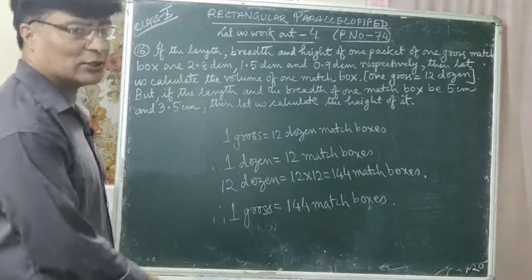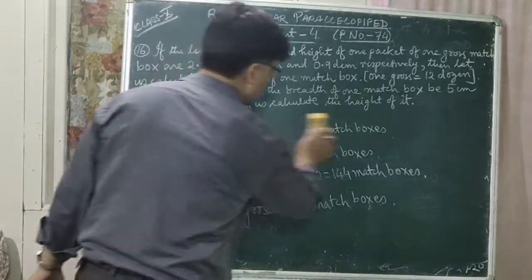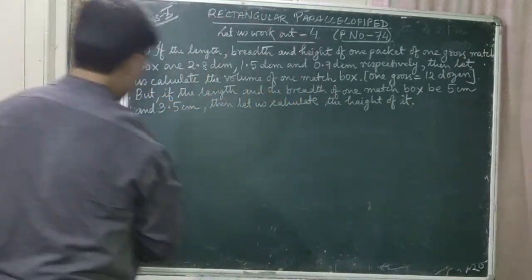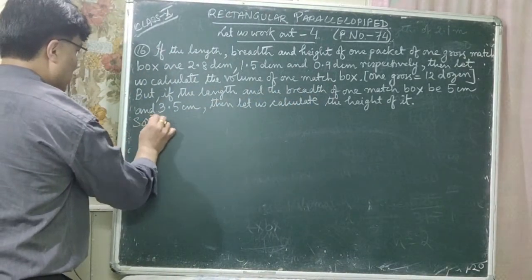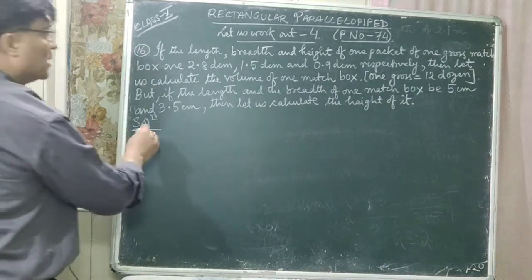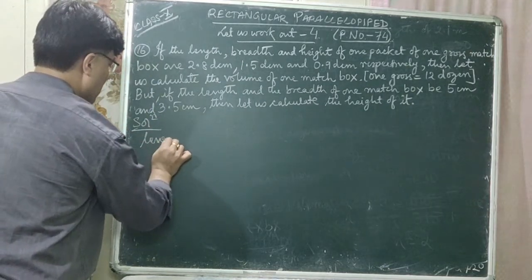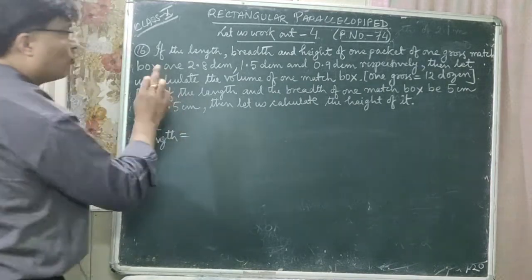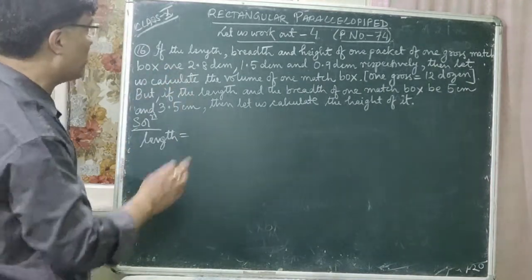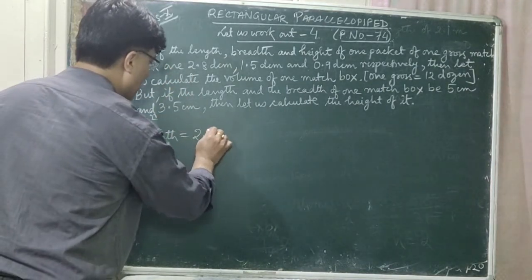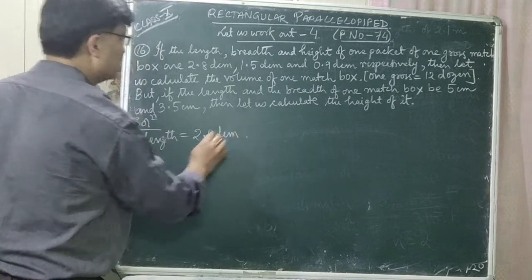Now let us do the solution. Okay, so now let us do the solution now. So what is the length here? Length means length of one packet of one gross matchbox. That is your 2.8 decimeter.